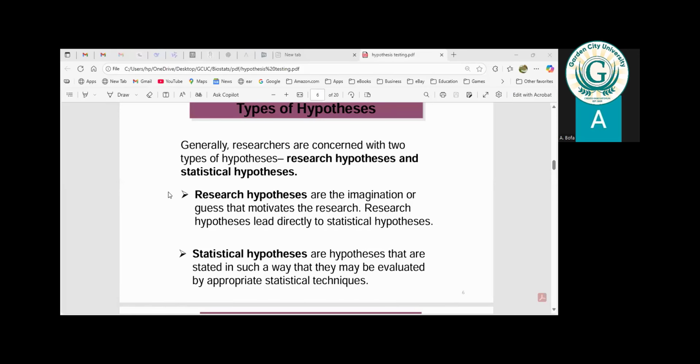So the null is telling us that there is no association, no difference, no impact. And then the alternative is telling us that there is an association, there is an impact, there is an improvement, there is an effect, there is a change. So the alternative is always telling us that there is a change, and that is the researcher's objective. The alternative hypothesis is the researcher's objective.